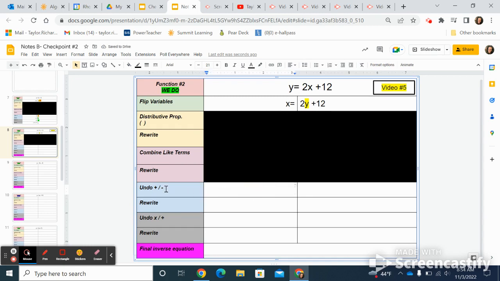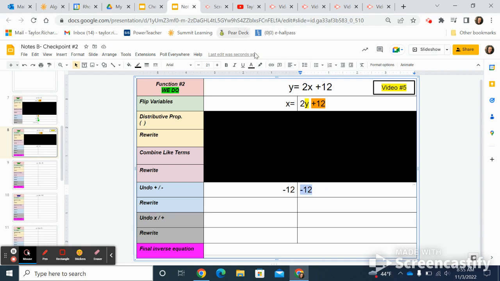Next one, can I undo addition or subtraction? I do see addition, right? I see plus 12. You have to ask yourself, how can I undo that? How do I undo addition? Well, I'm going to use subtraction. So I'm going to minus 12. Whatever you do to one side of the equation, the right side, you have to do to the left side. So I'm going to put minus 12 on both sides.